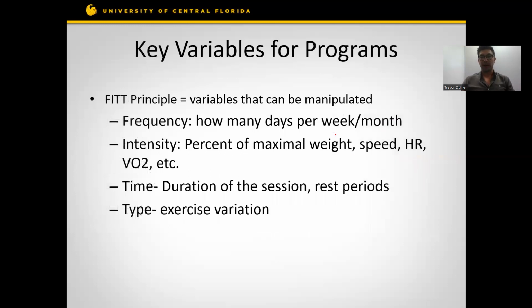So for these programs, you have key variables, the FIT principle, variables that can be manipulated. Frequency, so how many days per week, per month you are working out, even maybe how many times per day. Intensity is the percent of maximal weight, speed, heart rate, VO2. Essentially that's the objective amount of work, or subjective to you, that you are doing. So you are lifting 85% of your 1RM for 3 times. You are running at 70% of your VO2 max.